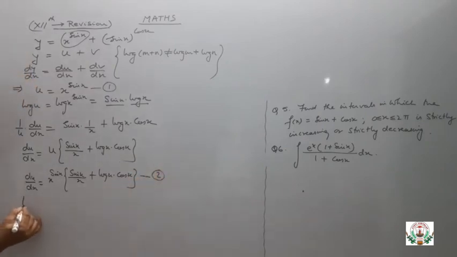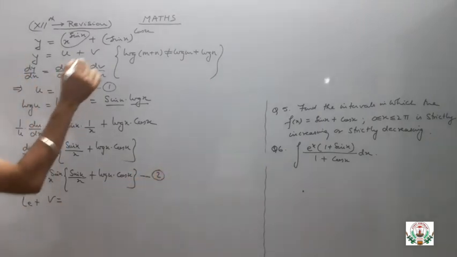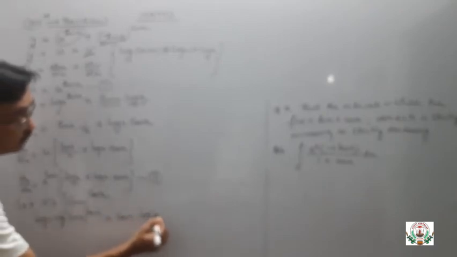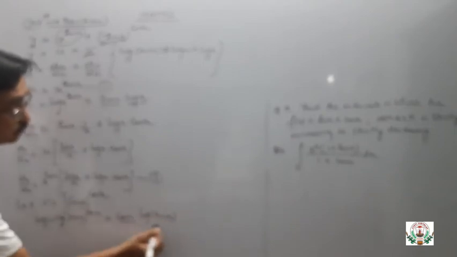Okay. Now let another term v be sin x to the power cos x. Taking log on both sides, log v equals log of sin x to the power cos x. Here we take log, so it becomes cos x log sin x. This is a single function and this is a function of a function. Now differentiating with respect to x.